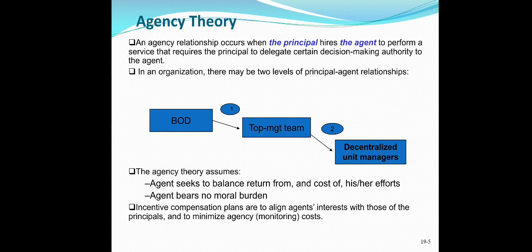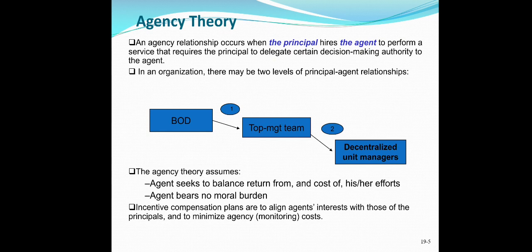And at the second level in a company, there is also another principal-agent relationship. This can be seen in the second and third blue boxes in this slide: the top management team and decentralized unit managers. Basically, the relationship between these two parties can also be seen as a principal-agent relationship. The top management team has several powers or authorities, and they hire or ask lower level managers, or decentralized unit managers, to do things on their behalf.